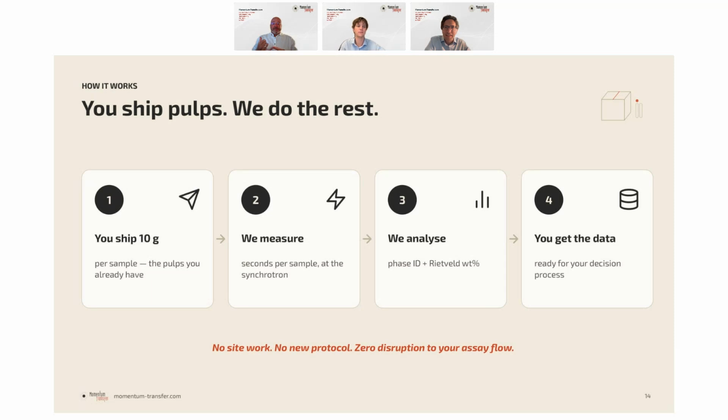Yes. So if you are interested in working with us to actually get your samples measured at the synchrotron, it's pretty easy, and we try to make it as easy as possible. You ship us 10 grams per sample of the pulps, rejects that you already have. We prepare the sample, we measure it, we analyze it, so that you actually get a list like the list Bernd shared just a moment ago, and you get it into your system the way you need it to make decisions. So there's actually no site work. There's nothing you need to do specifically for us to measure to get the data.